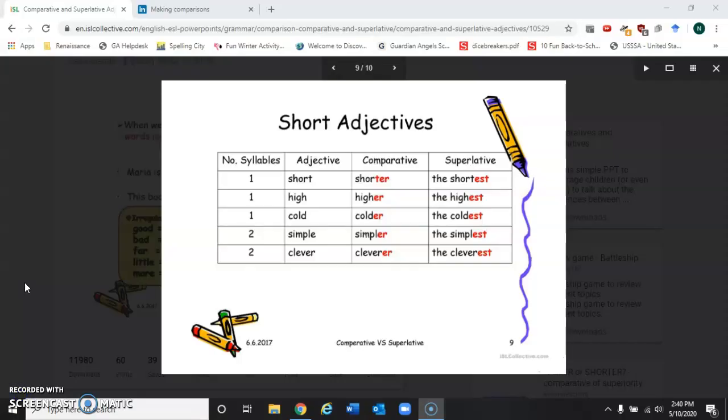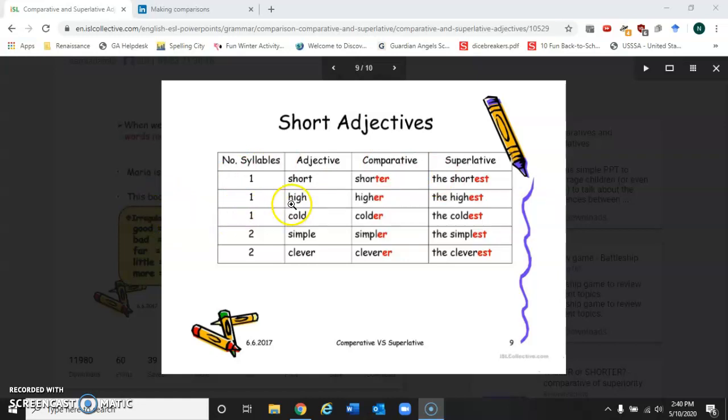So here are some examples of comparing with adjectives. So we have the word short. She is short. You compare two: I am shorter than Andrew. Compare three or more: I am the shortest in my family.